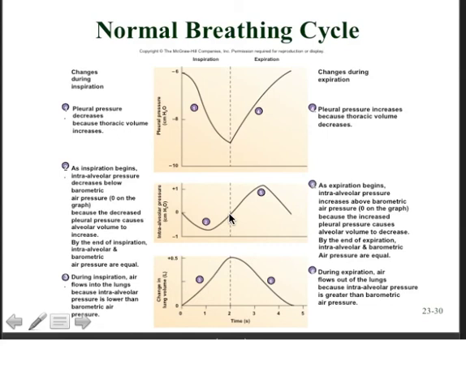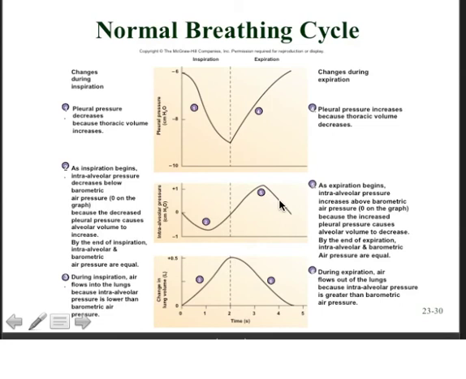Well, the pleural pressure is going to begin to rise, the pleural volume is going to begin to drop, and at the same time, this is going to produce a positive pressure in the alveoli, and this is going to force the air out of the lungs, okay?